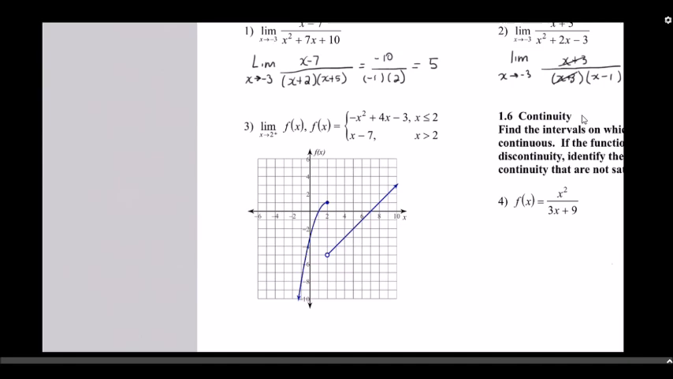So the one-sided limit as x approaches 2 from the positive direction of this function equals -5. That one can just be done graphically.